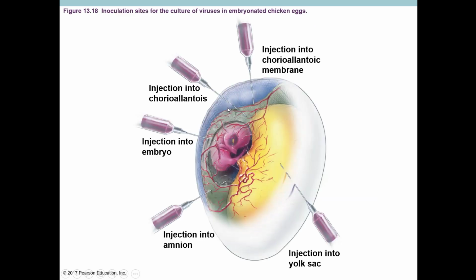Here's a picture of a fertilized chicken egg. Here's the embryo here. They can either inject it directly into the embryo itself, they can direct it into one of these other membranes, they can inject it into the yolk. So it just depends what their procedure is in particular for that virus growth. And they figure out which location gives them the best growth for certain types of viruses.